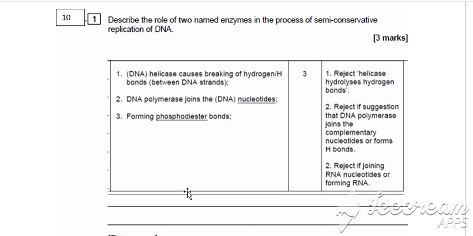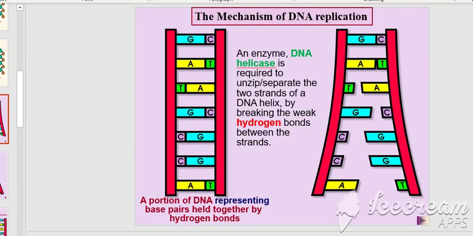Question 10. Describe the role of two named enzymes in the process of semi-conservative replication of DNA. So DNA replication is where DNA helicase unzips and separates the two strands of the DNA helix by breaking the weak hydrogen bonds between the strands.